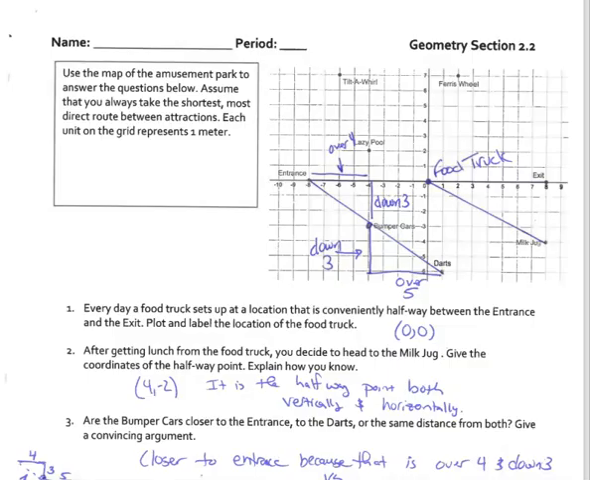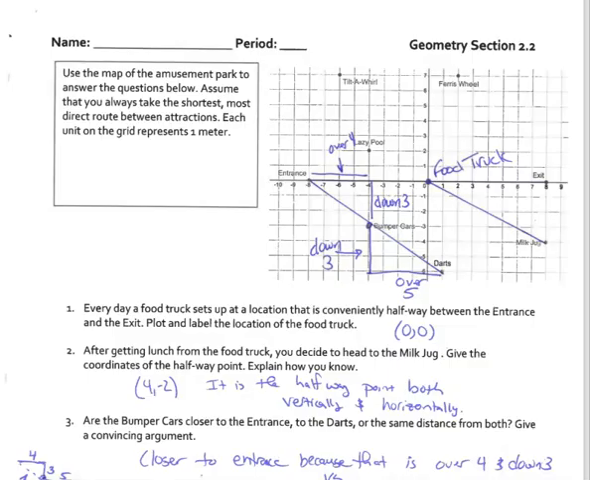The next one says, after getting lunch from the food truck, you decide to head to the milk jug. Give the coordinates of the halfway point. Explain how you know that this is the halfway point. So when we're taking a look at this and you make a line segment going from the 0, 0 at the food truck to the milk jug, there's a few different ways you could do this. You can kind of eyeball it and you could see that 4, -2 is going to be midway along that path. That is one way to do it.